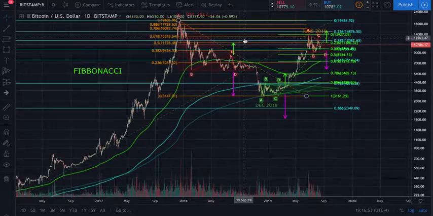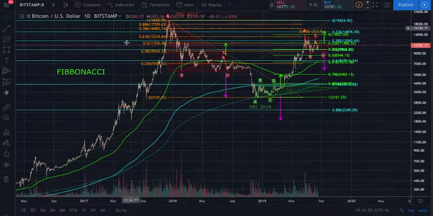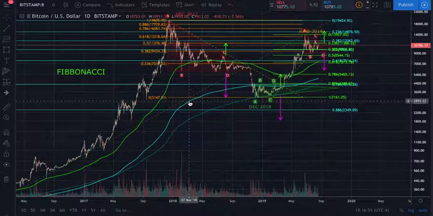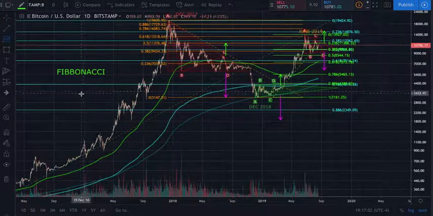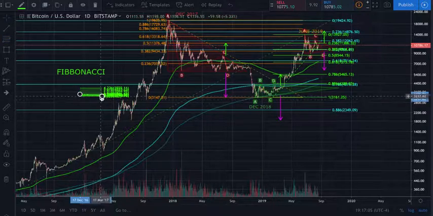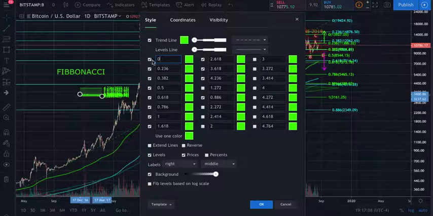The levels that I typically use are, you can see them here pretty clearly. If you want to make sure your tool is correct, I can actually show you how to do that. You can draw one out here, just wherever, and then double click on it, and then you can go through and adjust whatever you want to do. So I use the 0, the 0.236, 0.382, 0.5, 0.618, 0.786, the 1, the 1.618, 2.618. You don't have to use all those, but also very important is the 0.886. But you can go through and basically check these out, change yours however you want.